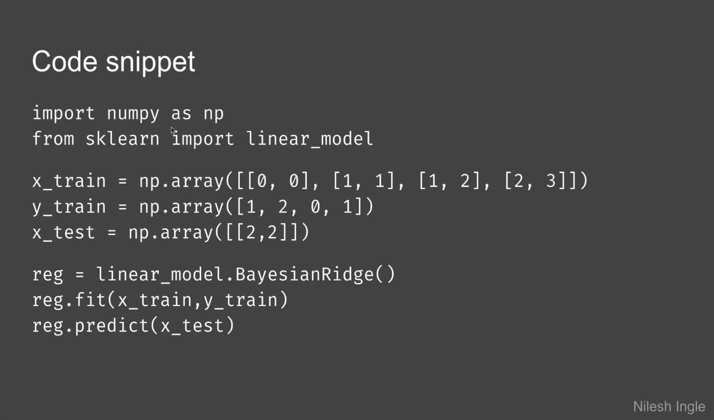And for the code snippet, it's the same standard format. We import linear model, we have the data, and then initialize the variable reg using linear model dot BayesianRidge. This is the Bayesian ridge, so it has the regularization built in, and we fit it to the train data and then predict on the test data.